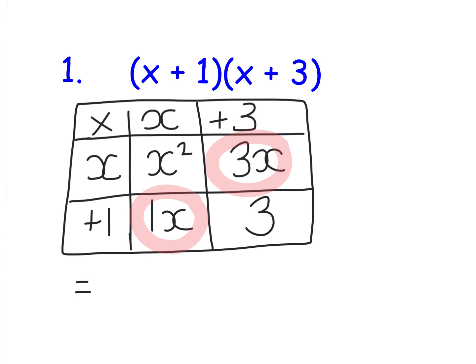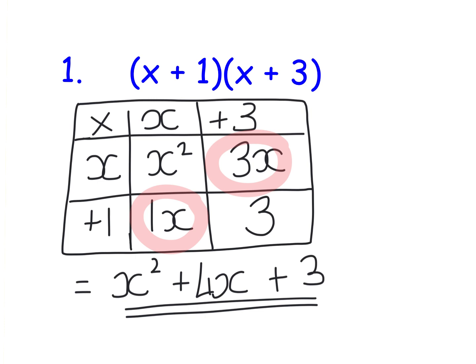We start with the highest power of x. So we start with the x squared. We gather up the x's. Now that's just positive 3 and positive 1. So that gives us positive 4x. And then I put my plus 3. And that is our answer. That is us expanded the first set of brackets. And what you're looking to get is an x squared, an x, and a number. And we like it in that order. Let's look at another one.